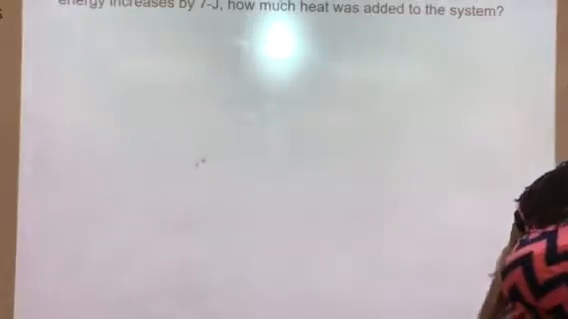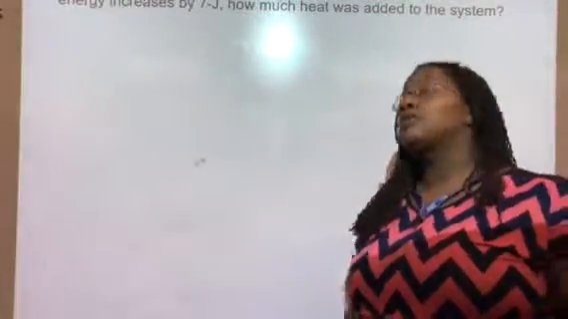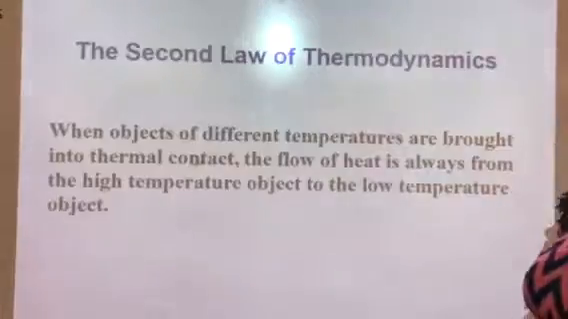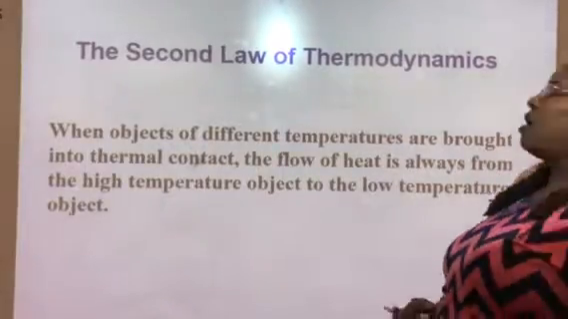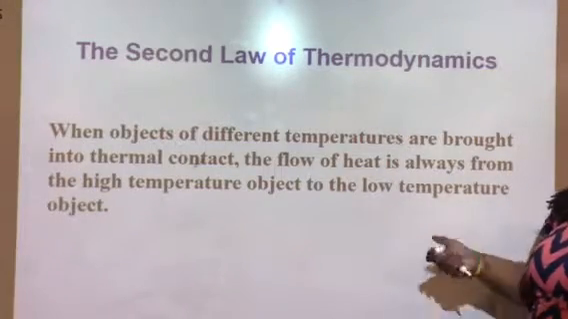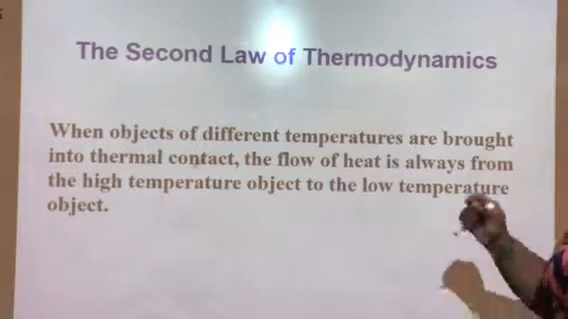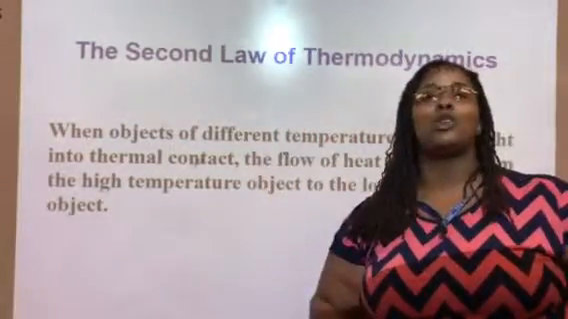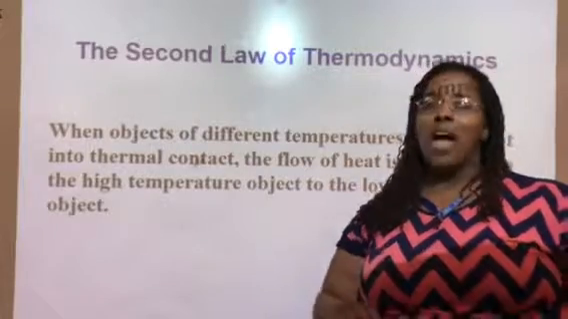Because that heat was positive, we know that there was something going on in the processes or in that particular system. Second law of thermodynamics is very straightforward. When objects of different temperatures are brought into thermal contact, heat is going to flow in one direction. It likes to go from where it's warmer to where it's cooler, and it does not go backwards.